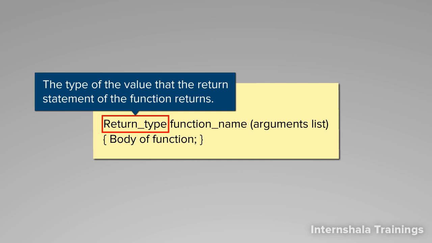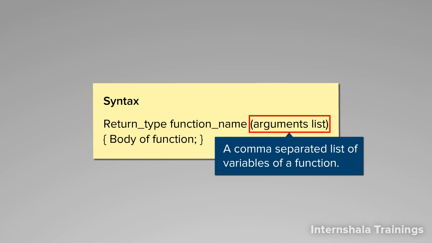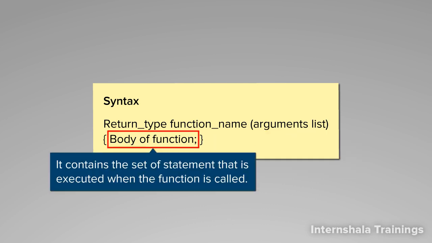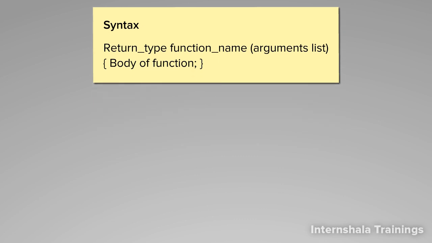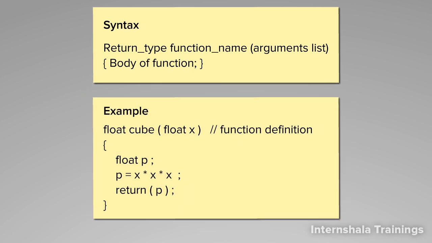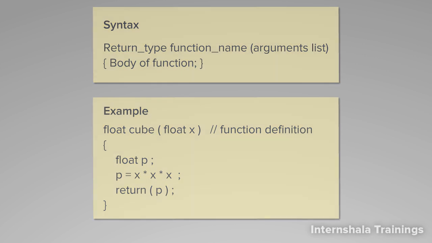It may be any valid C data type. The argument list is a comma-separated list of variables of a function. And the body of the function contains the set of statements that is executed when the function is called. Here is an example of function definition. This function is defined to calculate the cube of a number.